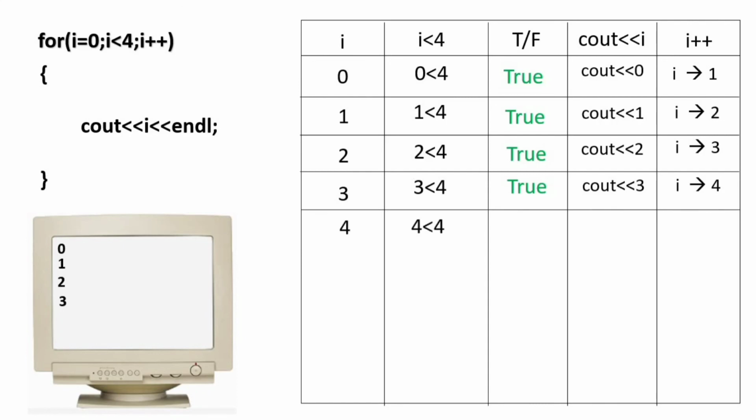4 is less than 4. The condition is false. We can stop here. So here the values are printed as 0, 1, 2, 3.